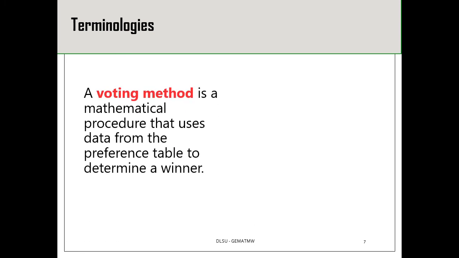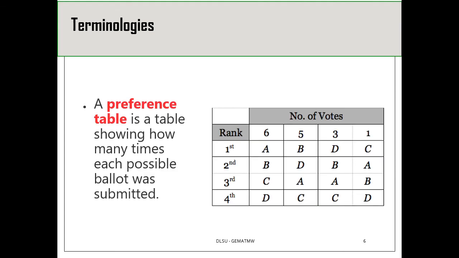Now, a voting method is a mathematical procedure that uses data from the preference table to determine the winner. So, in our preference table, if a specific voting method has a certain winner, another voting method may declare a different winner.